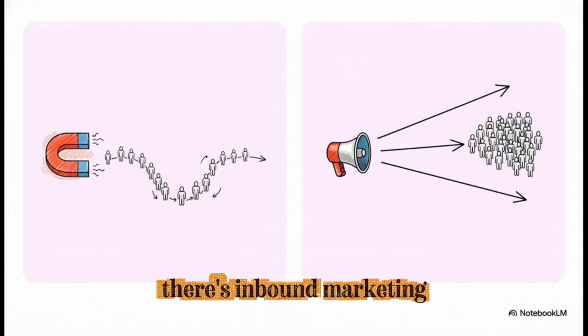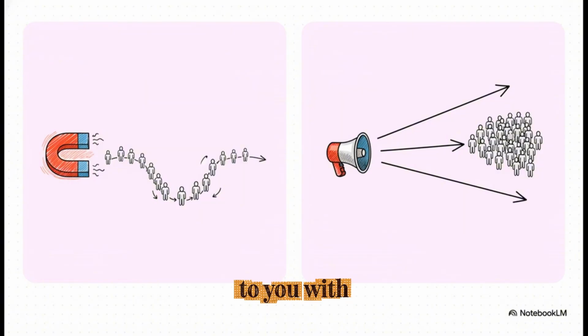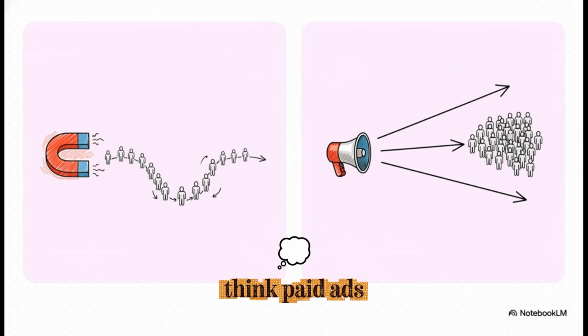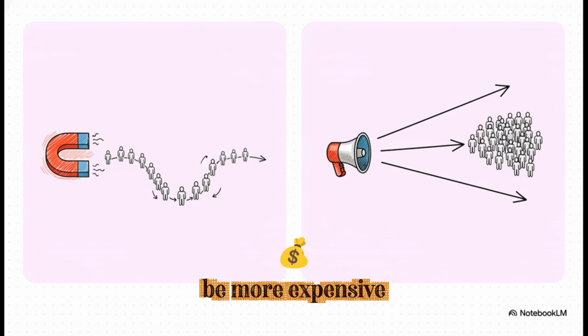There's inbound marketing, which is all about drawing customers to you with great content, like blogs or videos. It builds a ton of trust, but it can be a little slow to get going. Then you've got outbound marketing, which is about pushing your message out there. Think paid ads. It gets you instant results, but it can be more expensive and feel a little less personal. The really smart machines, they use a mix of both.